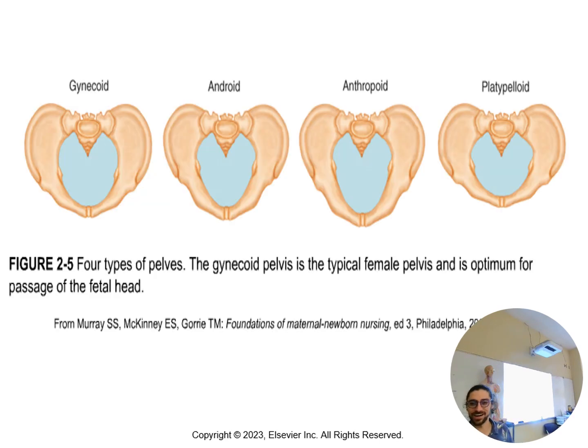Oh, here we go. Okay, so this is what you want to see, in the sense of you better hope your patient has this pelvis. The gynecoid pelvis, this is just the biggest, openest, roundest pelvis you can have versus kind of squished in like a platypus bill. I don't think that's why they call it platypelloid, but who knows, maybe it is. So what happens when your baby is this big and it's not going to fit?